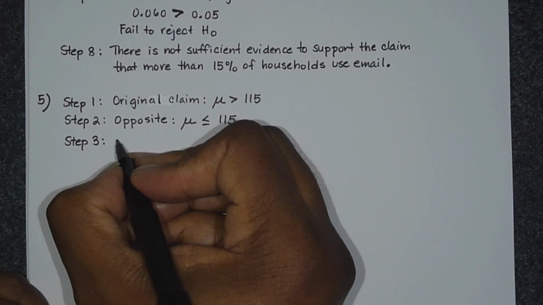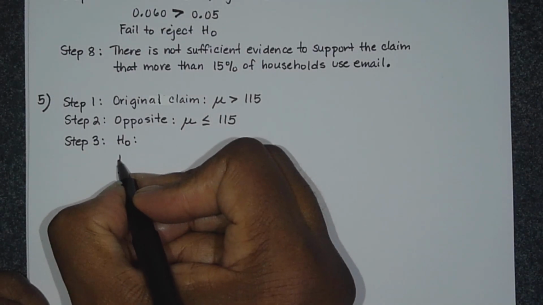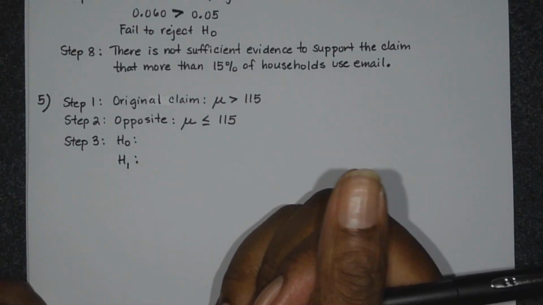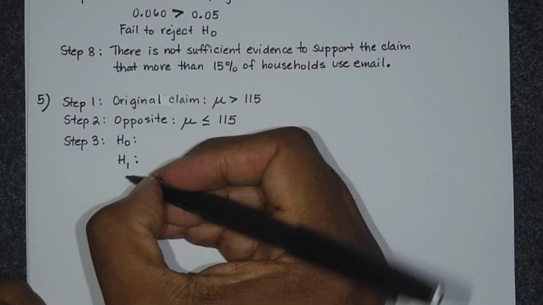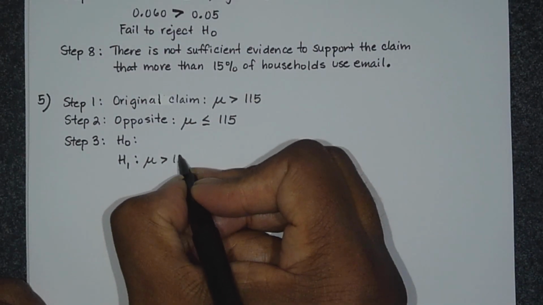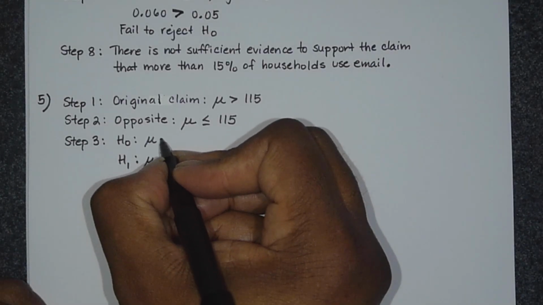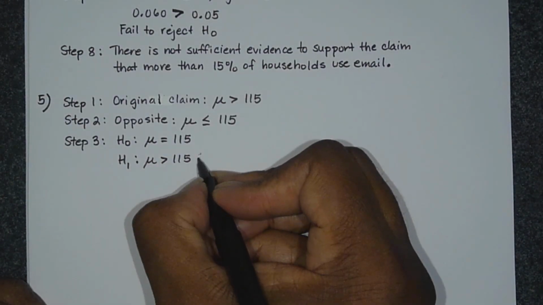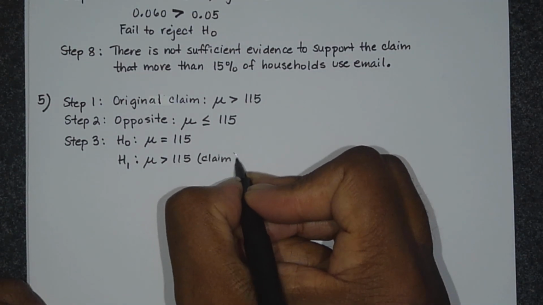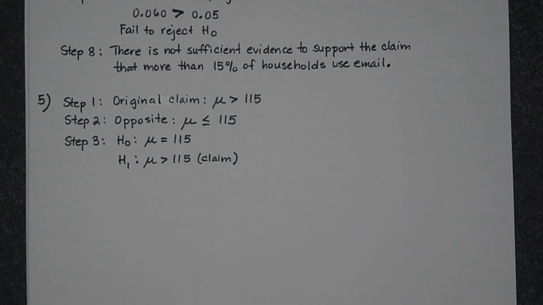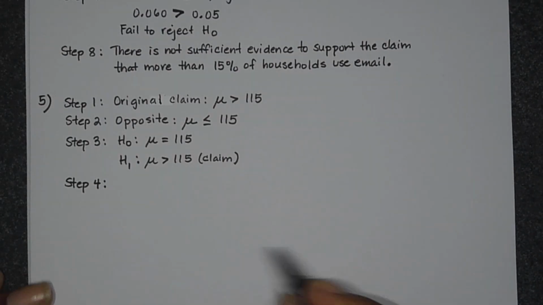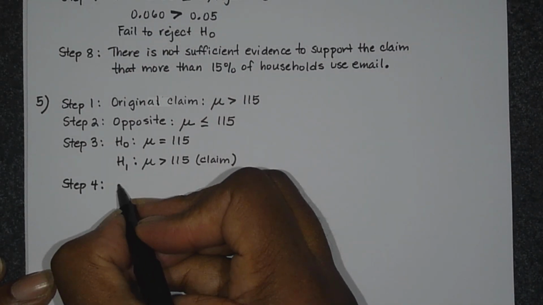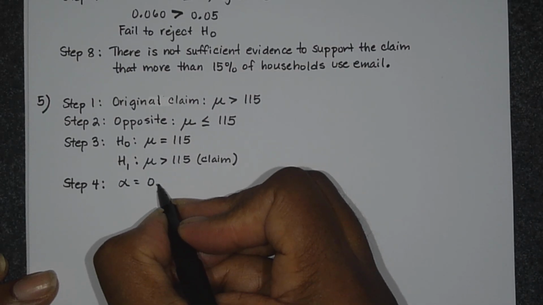And then step number 3 is writing the null and the alternative hypothesis. So which one of these two would be the alternative hypothesis? Mu greater than 115. And the null will have to be mu equal to 115. Now, in this case, our alternative hypothesis is a claim. Step number 4 is the level of significance, which is 0.05.